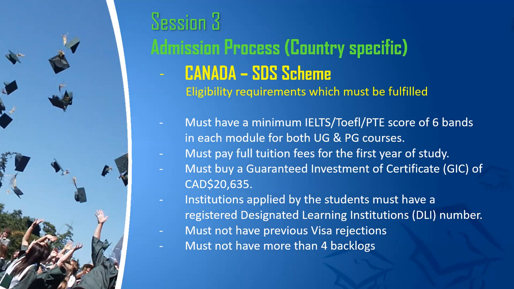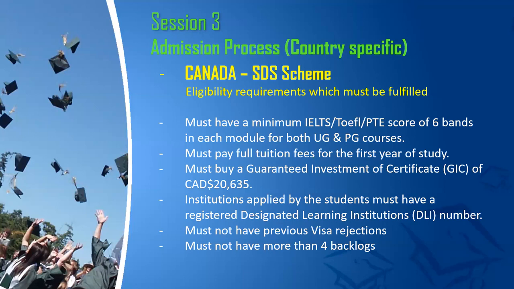And there is something called a GIC, or Guaranteed Investment Certificate. That is the amount you need to show the Canadian Embassy for your living expenses. Till recently, last November, it was 10,000 Canadian dollars, but they have recently increased it to 20,635 Canadian dollars that you need to show for 1 year's living expenses. GIC is a procedure where you open a bank account in a Canadian bank and transfer $20,635 to the Canadian bank in your name.